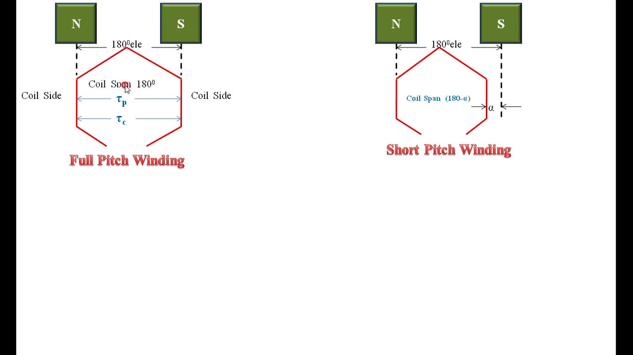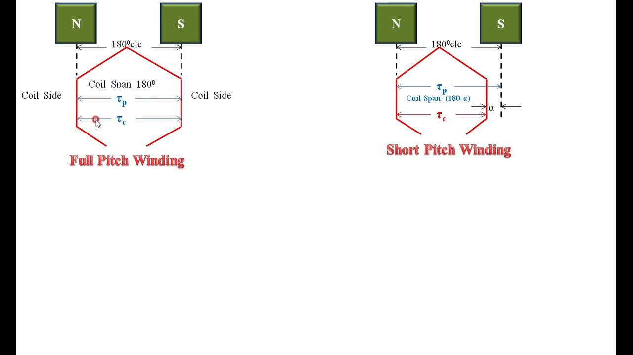The coil span is defined as the angle between the adjacent N and S pole. That is, if a coil is placed between two different poles with a coil span of 180 degrees, it is called a full pitch coil. Or if it is placed less than 180 degrees, then it is called a short pitch winding.